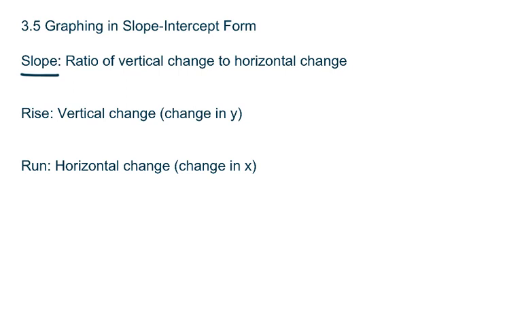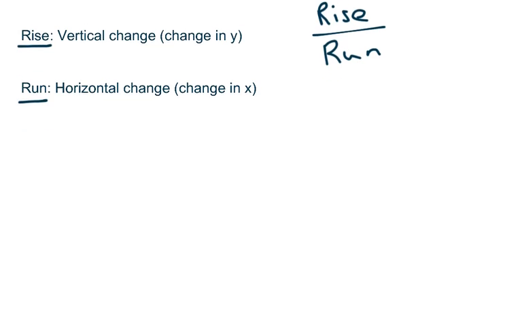Now, that might not make a whole lot of sense. You might have heard vertical change called rise and horizontal change called run. And if we're writing a ratio, remember that's the same thing as a fraction. So it would be vertical change, or rise. We're not going to write it with a colon. We're going to write it as a fraction, rise over run. So you might have heard rise over run. That's talking about slope. The variable that stands for slope is m.